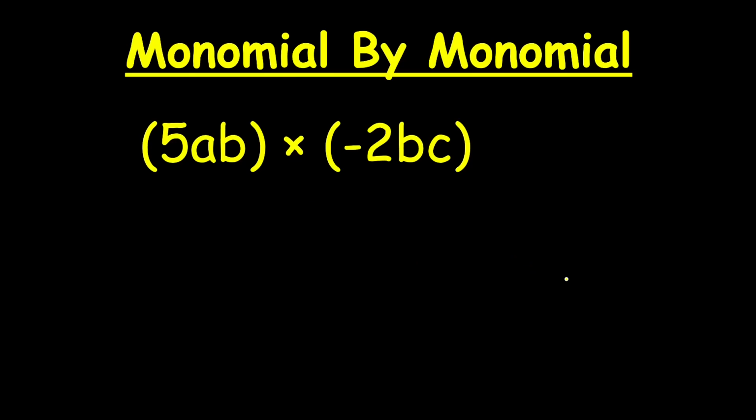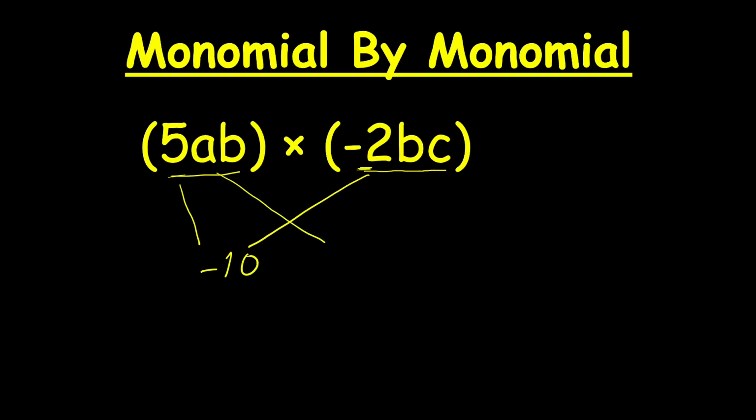Now let us multiply monomial by monomial. Monomial means a single term. So here we have to multiply 5ab by negative 2bc. Already we have discussed that we have to multiply the numerical parts. Here 5 is the numerical coefficient and negative 2 is the numerical coefficient. So it becomes negative 10.